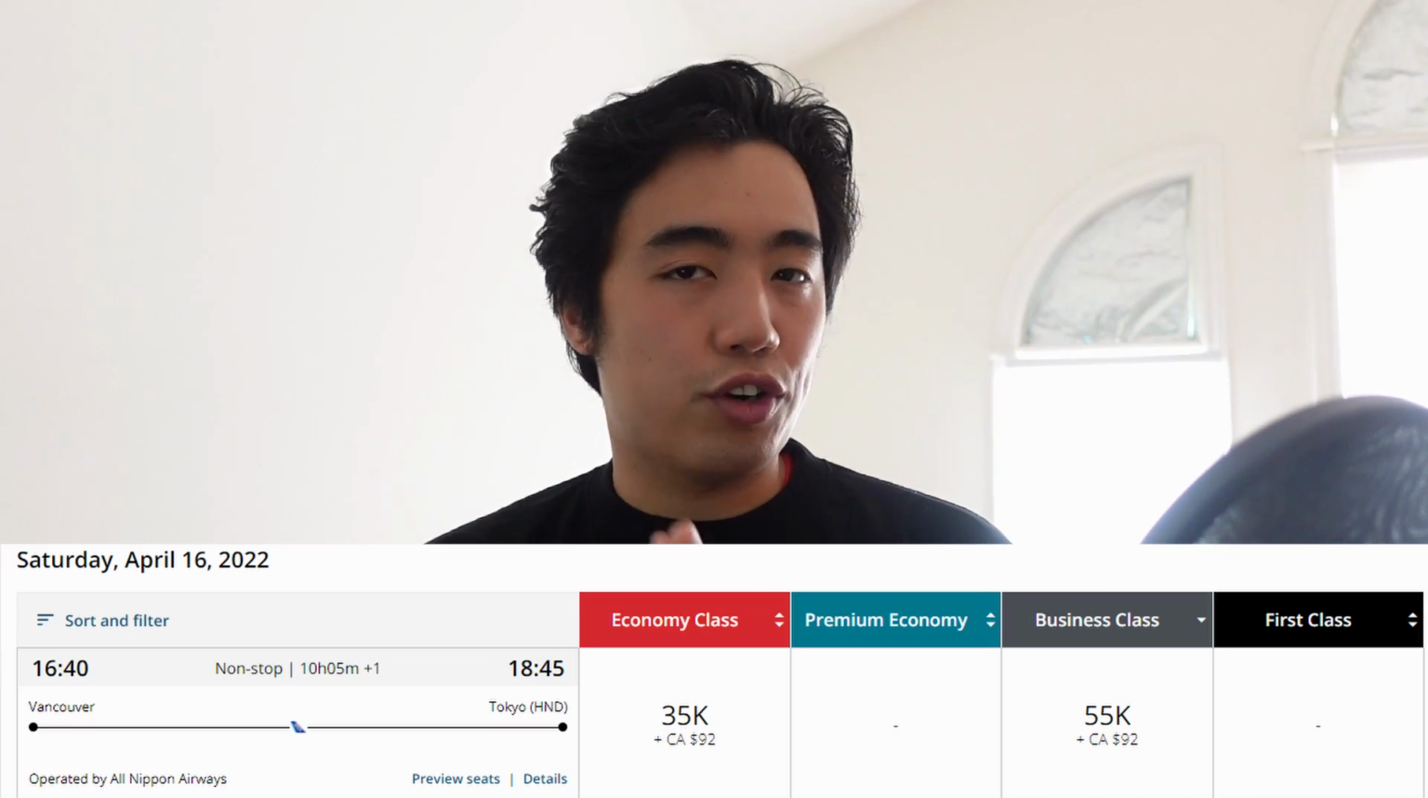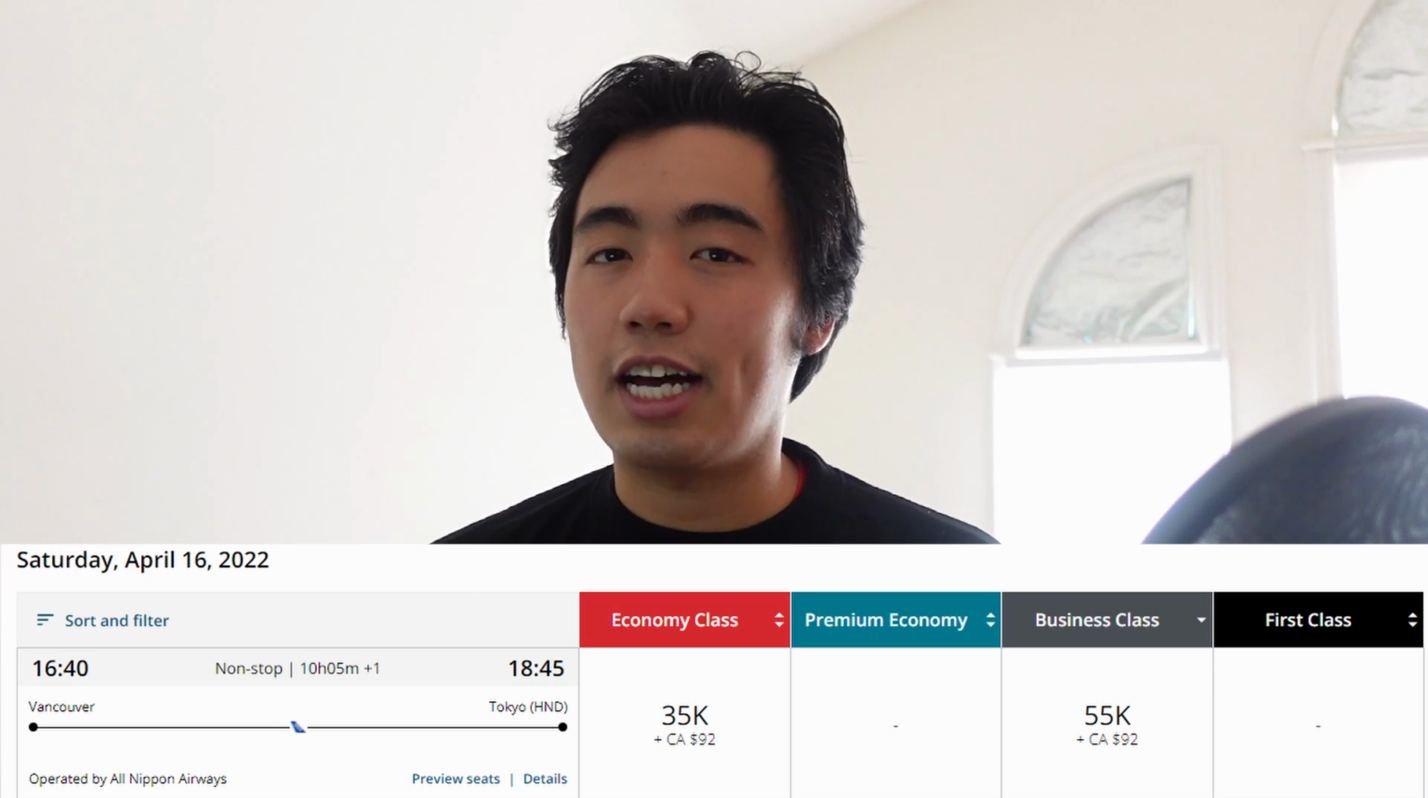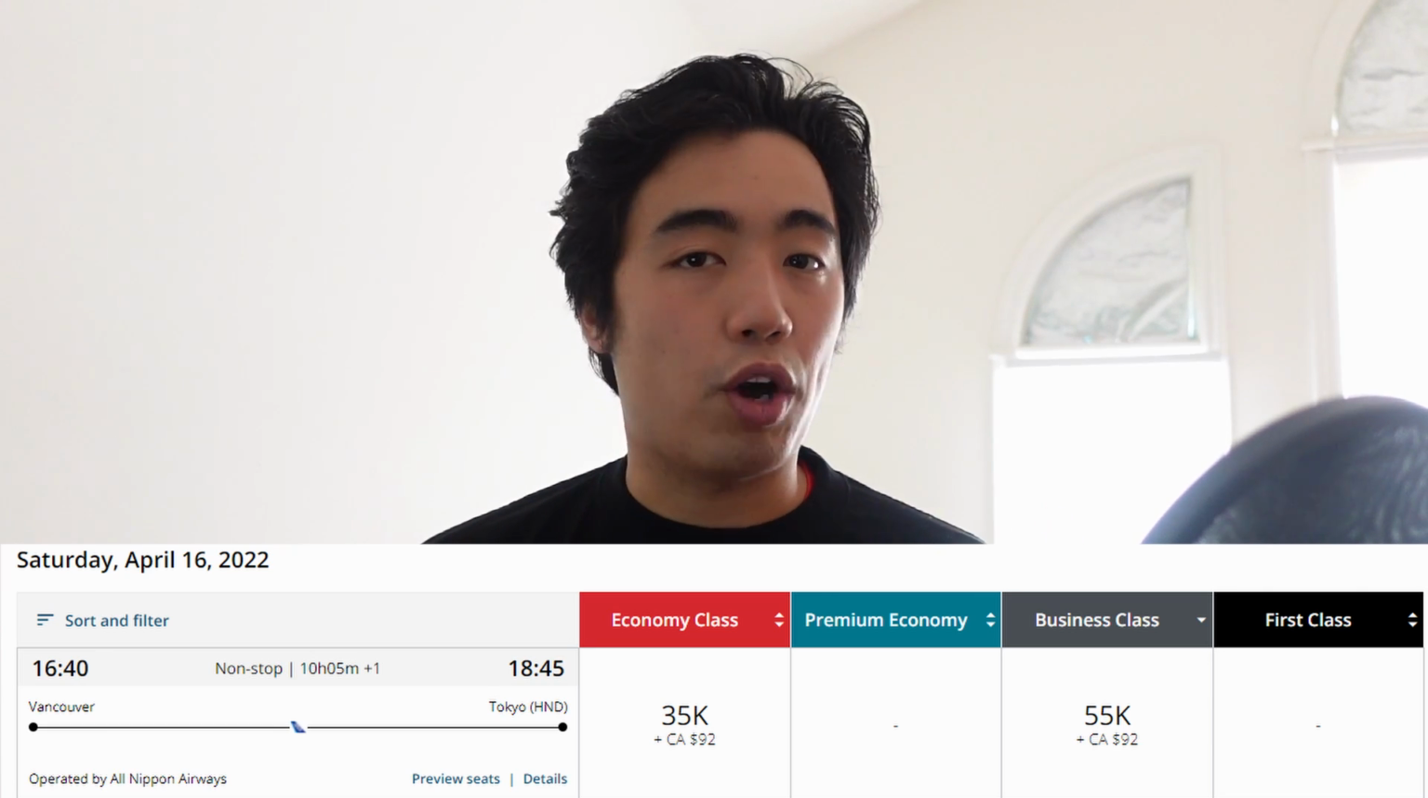Which brings us to a few sweet spots that you might want to consider if you want to maximize your miles. Sweet spot number 1, Vancouver to Tokyo on ANA's business class for 55,000 miles. I think probably the greatest sweet spot of them all as of right now is the Vancouver to Tokyo route on ANA's business class for 55,000 miles one way or 110,000 miles round trip.